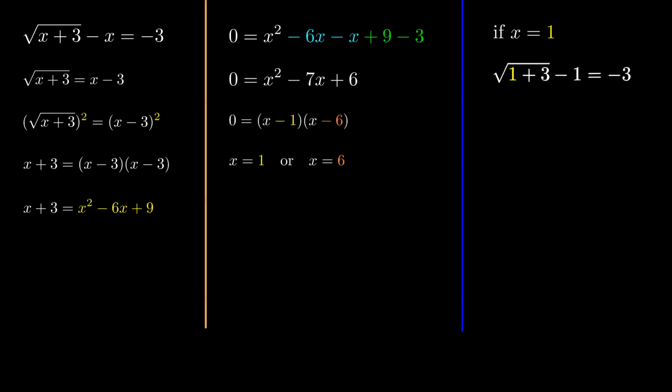If x equals 1, then the square root of 4 minus 1 equals negative 3. That is, 2 minus 1 equals negative 3, which is false. So x equals 1 is not valid.